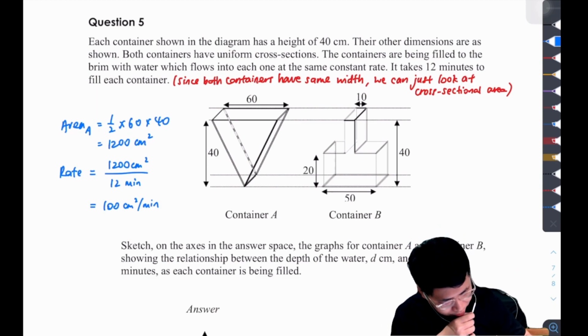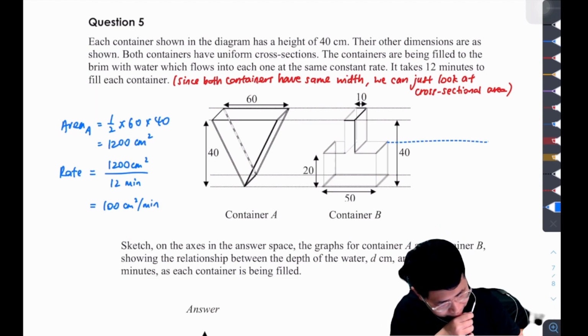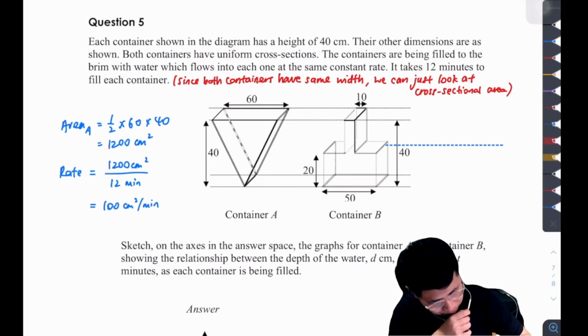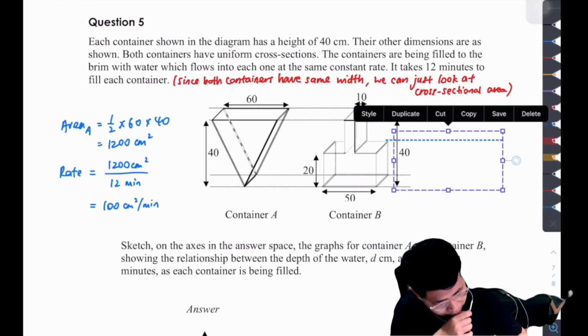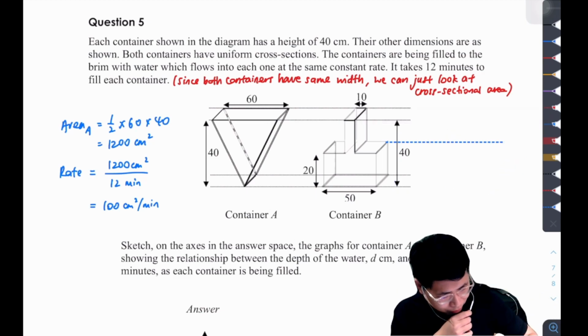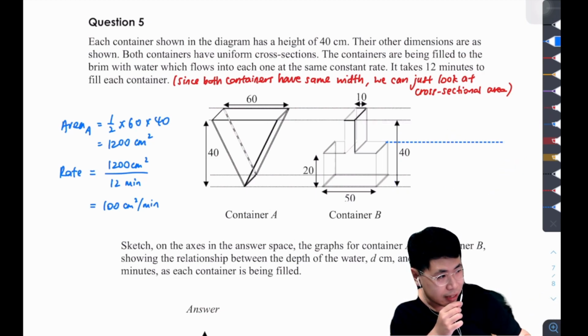Okay, let's take a look at the other one over there. Over here we can split this into two sections again, the one at the bottom and the one on top. So let's calculate the area at the bottom.